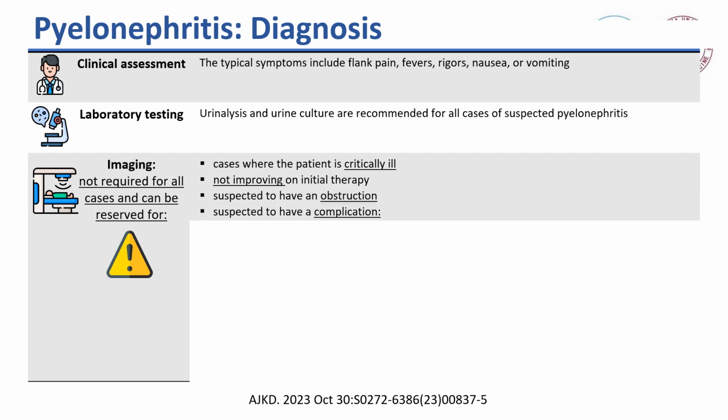Also, if you are suspecting obstruction such as a stone, you can do imaging. Also, if there is suspicion that the patient has a complication. What are the complications that are suspected in these cases?